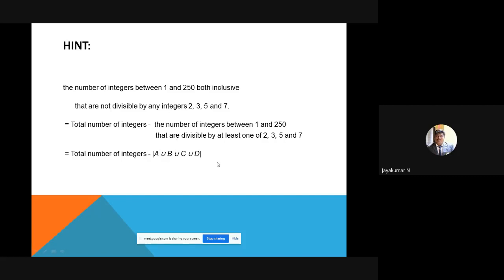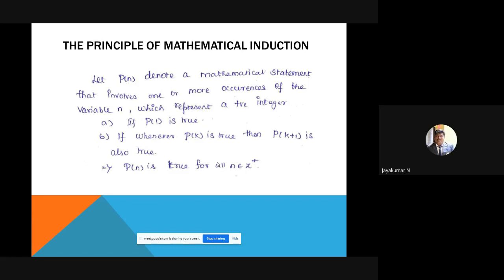What is your A? The set of all positive integers between 1 to 250 which are divisible by 2, that is set A. Divisible by 3, that is set B. Divisible by 5, that is set C. Divisible by 7, that is set D. Clear? Just do it. This is homework. Next.